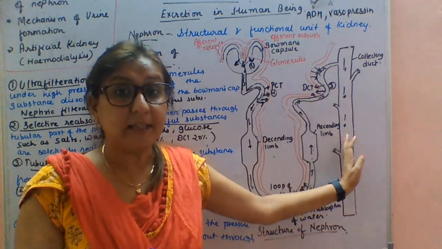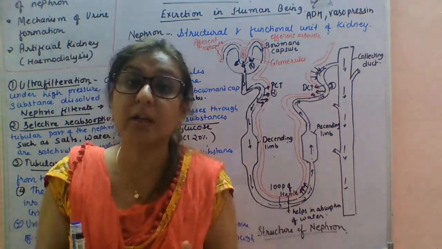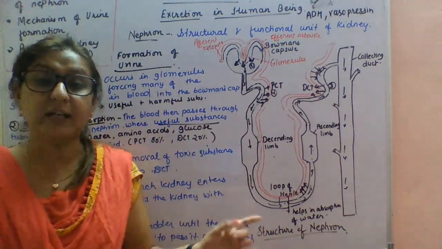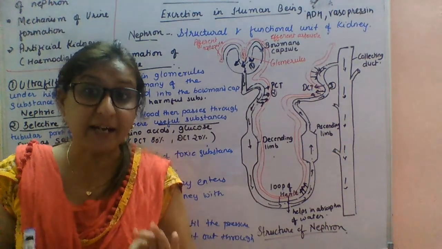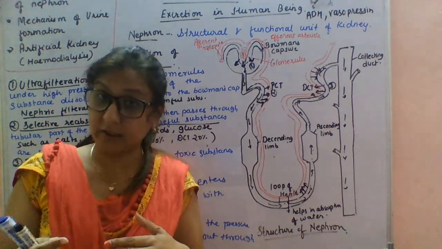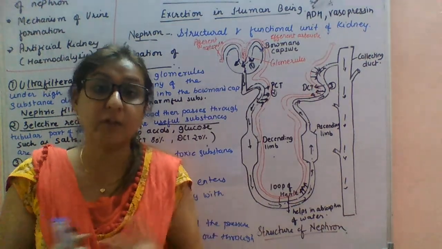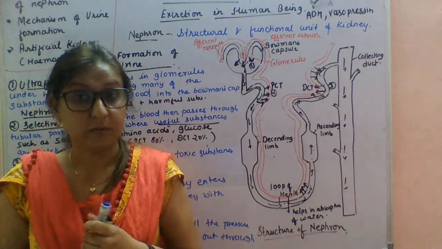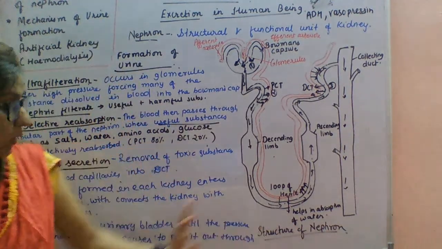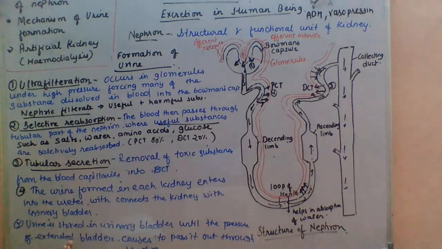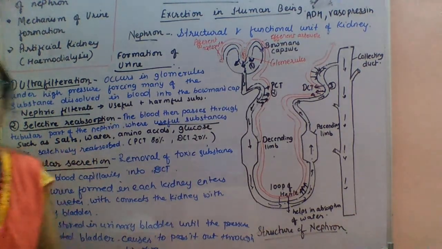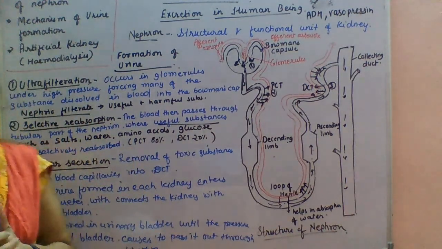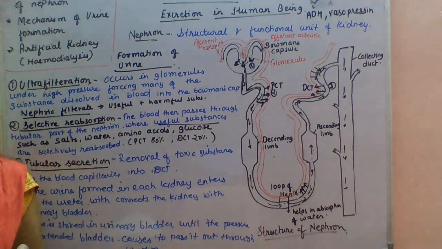Now the urine is collected into the collecting duct. From the collecting duct it passes down into the ureter, and from the ureter it is collected into the urinary bladder. When the urinary bladder is filled, or half filled, the urine is excreted out through the urethra. So this is about the formation of urine. Now the last topic left is the artificial kidney or hemodialysis.